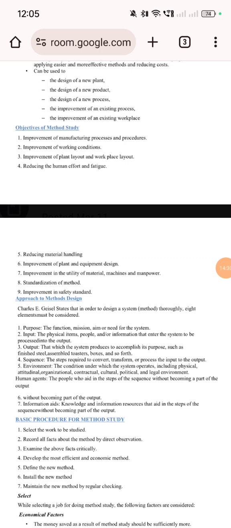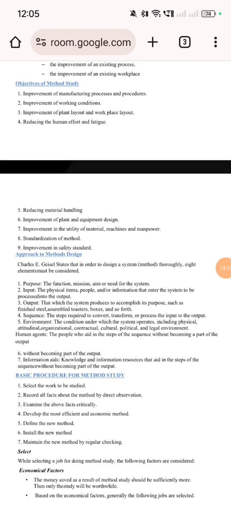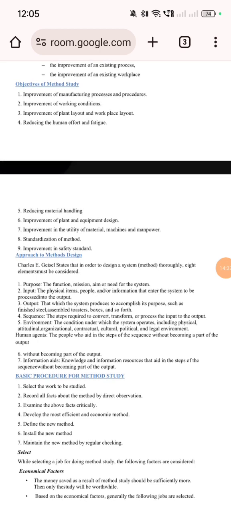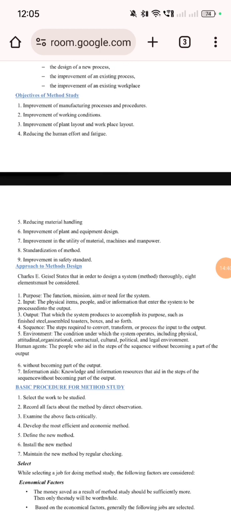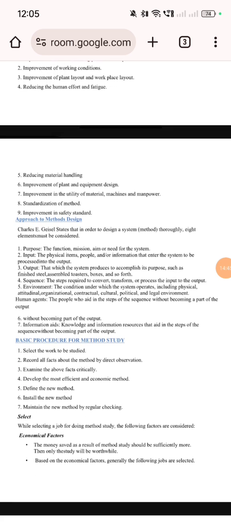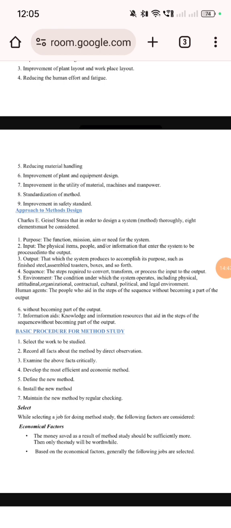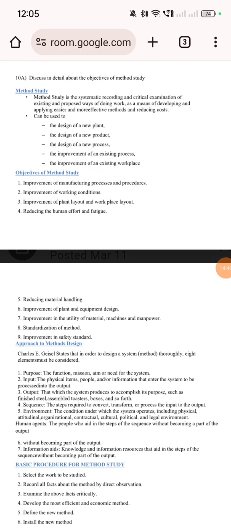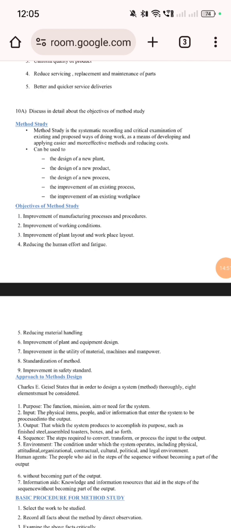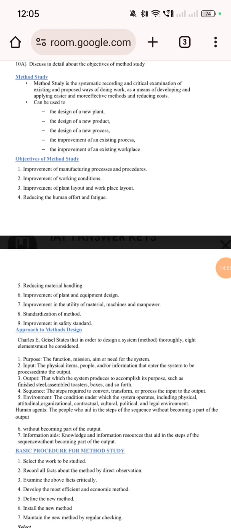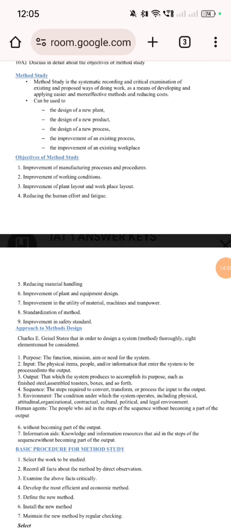The results of an organization are various methods or formalized ways of doing routine and repetitive jobs. Objectives describe what is to be done, and various methods help with standardization and the coordination of the activities. Then the basic steps to be followed in method study. First one, the design of the new plant, design of the new product, design of the new process, the improvement of an existing process, the improvement of an existing workplace. These are the basic steps to be followed in method study.